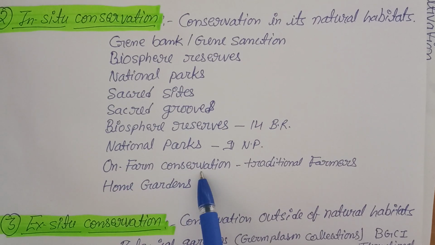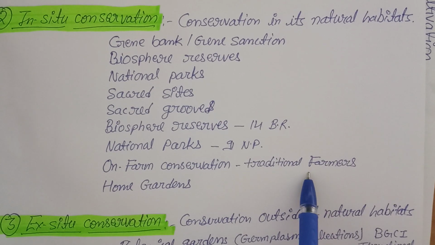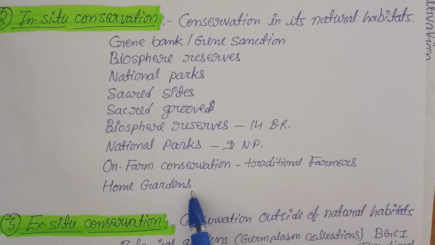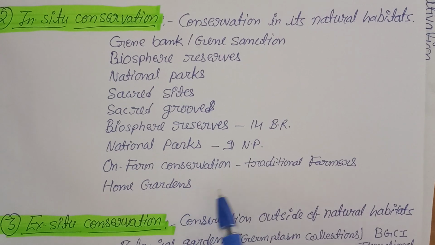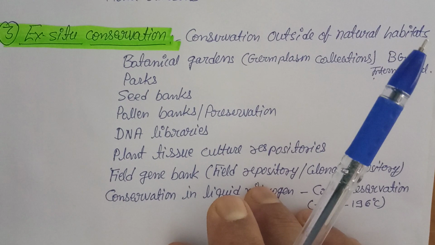On-farm conservation: there are traditional farmers who are cultivating rare medicinal plants, and because of that they are getting subsidies, crop insurance and all those things, and the investors will be from the government side or from different government bodies and agencies. Home gardens can be encouraged by the government so that medicinal plants can be conserved in their natural habitat. Coming to ex situ conservation, that is the third point where we can write down.